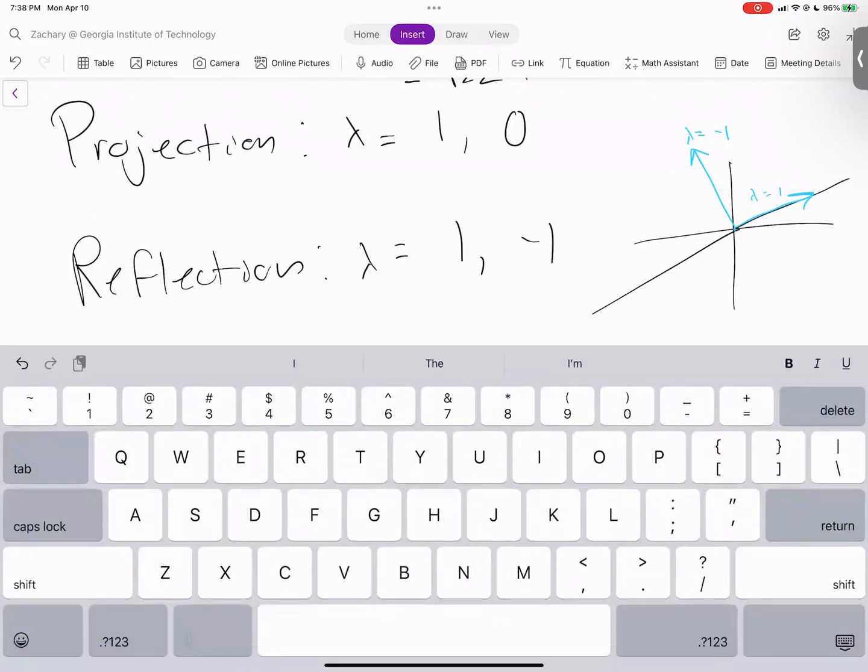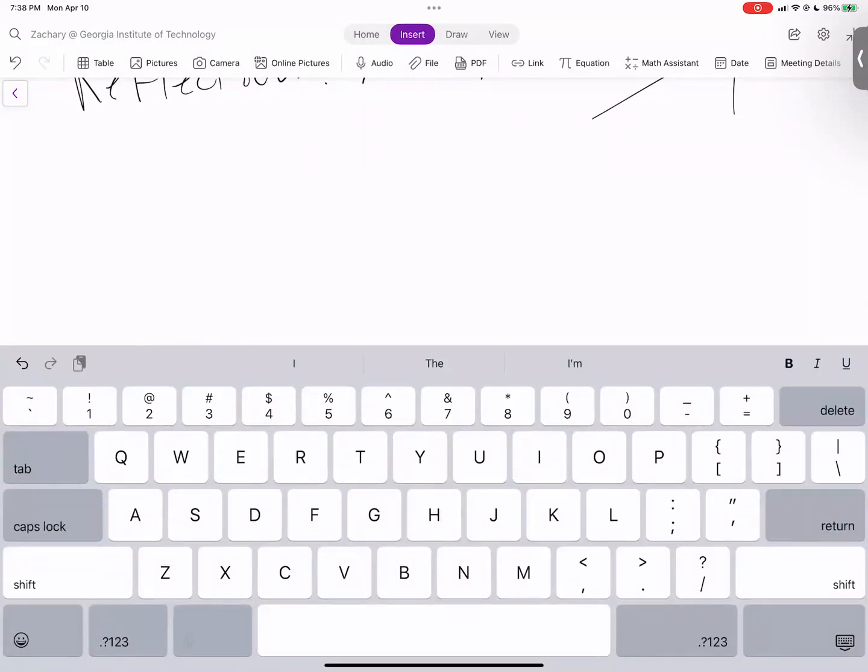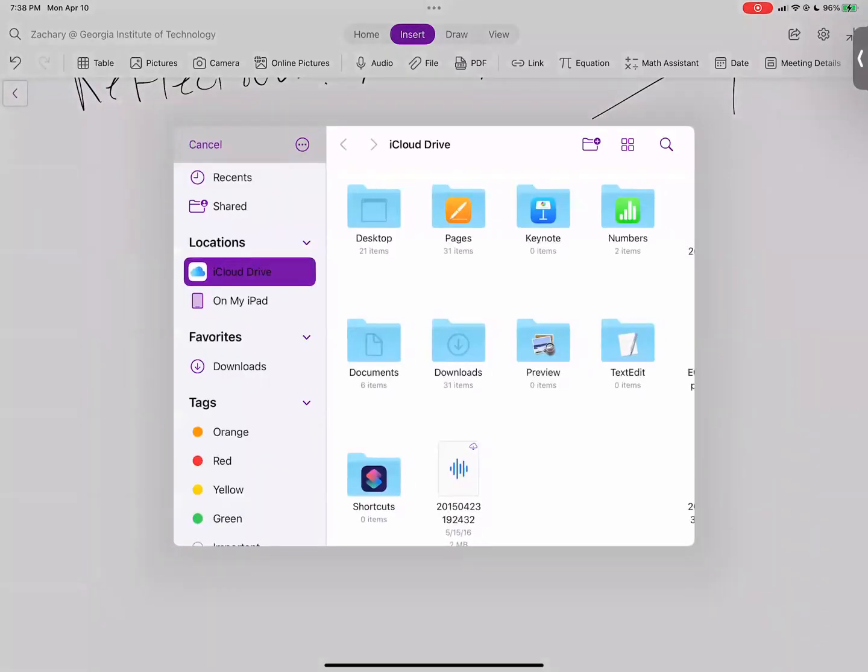All righty. Diagonal. Yes. Rotations are always diagonalizable as well.